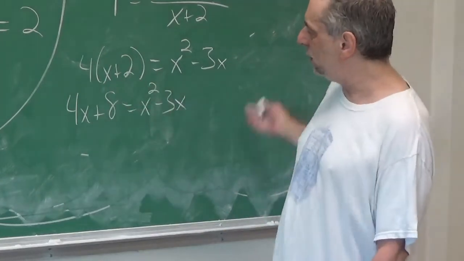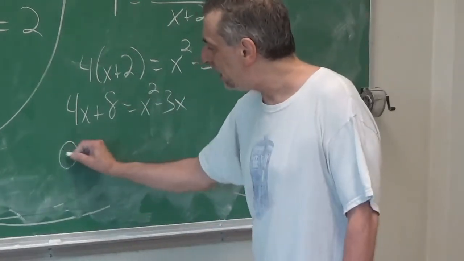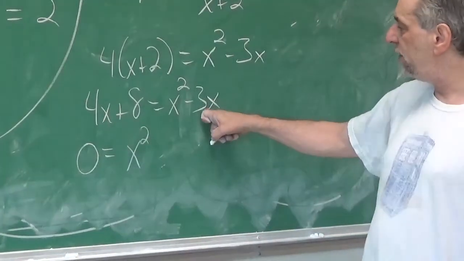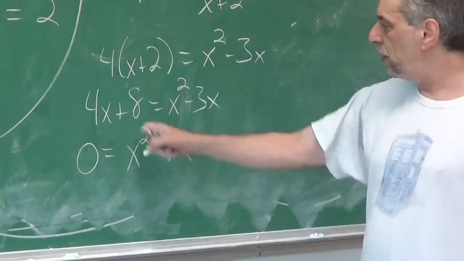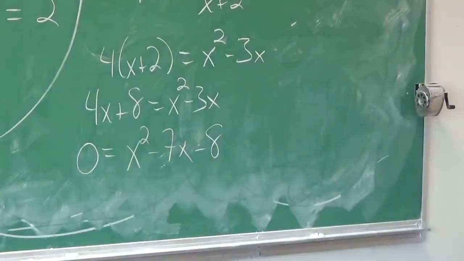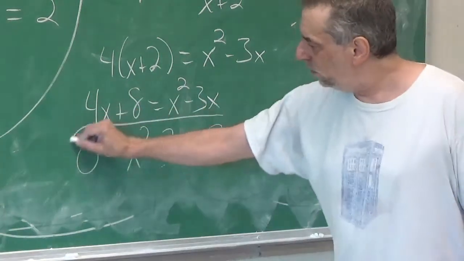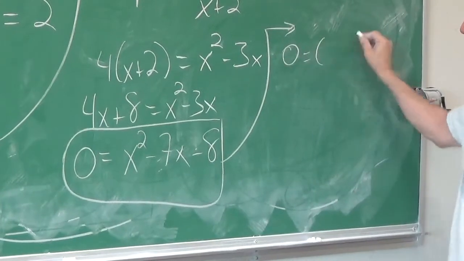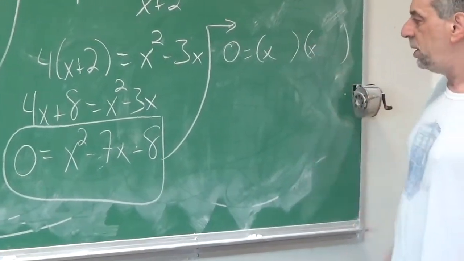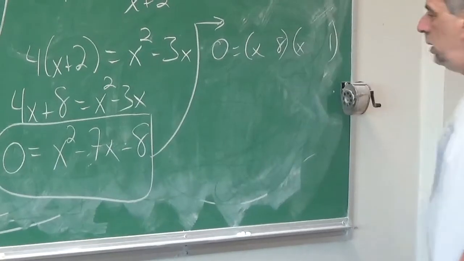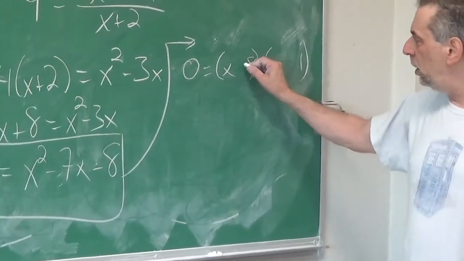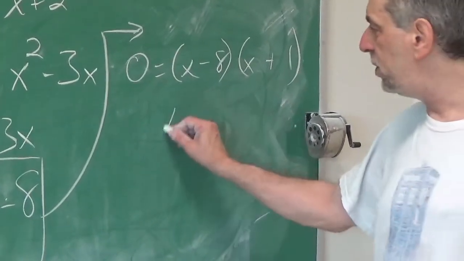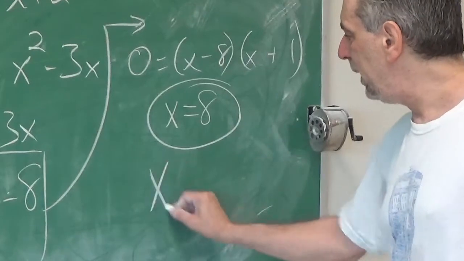Let's gather everything on the right-hand side and put 0 on the left-hand side to get our nice standard form. We're going to subtract 4x from negative 3x, and we're going to subtract 8 from both sides. And now nicely, we get a quadratic that can be easily factored into two binomials. Looks like 8 and 1 are going to work. We want negative 7 in the middle, so we're going to put negative 8 and plus 1. So we get two possible answers here. We get x equals 8, and we get x equals negative 1.